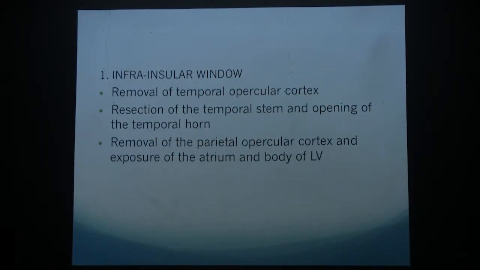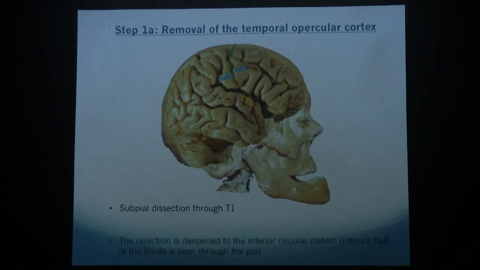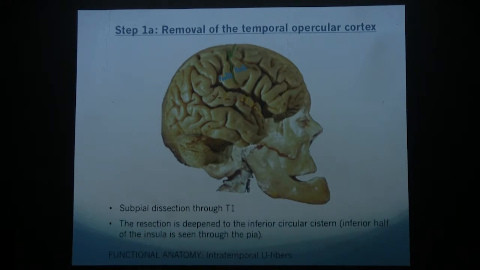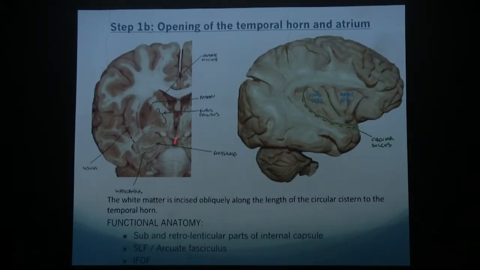So the infra-insular window, again, it goes through removal of the temporal operculum. It is deepened to the circular cistern, inferior part of the circular cistern, and basically you're dealing with the intratemporal U fibers. Then you open the temporal horn and the atrium, and there you disconnect the sub and retrolentiform parts of the internal capsule. Hopefully you'll be able to see that in the lab today. And you deal with some parts of the end of the SLF and the arcuate fasciculus and the AFOF.